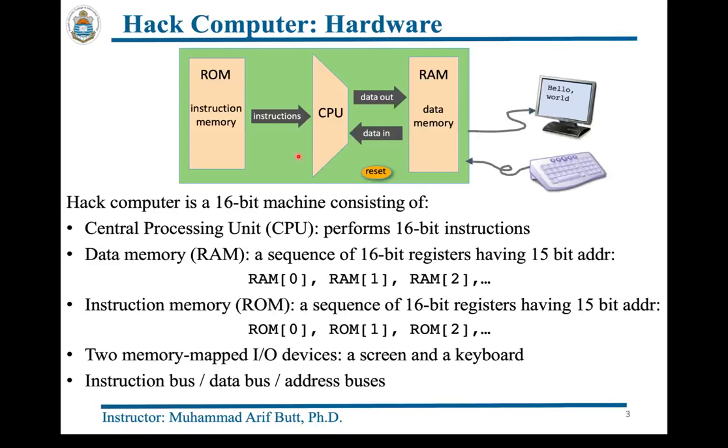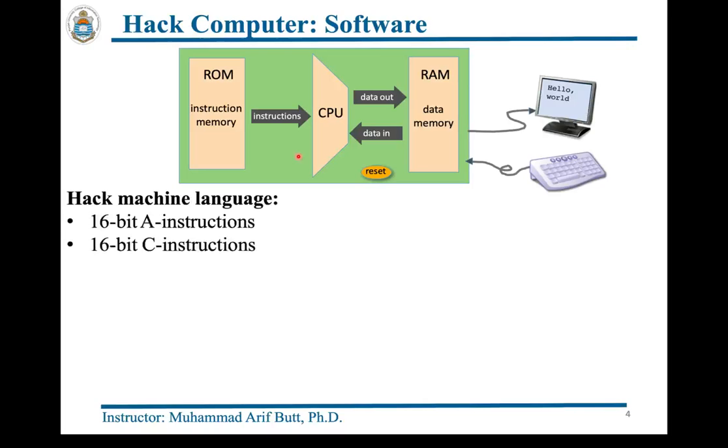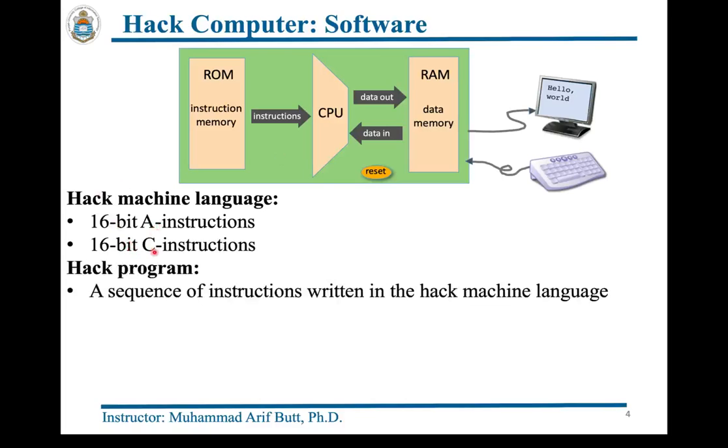So, after having a bird's eye view of the hardware, let us talk about the software of our hack computer. Dear students, it is the software which is going to control this computer. And at this level, the software consists of the programs that we will be writing in assembly or the machine language. The hack machine language consists of just two types of instructions, 16-bit A instructions or 16-bit C instructions. And a hack program is a sequence of instructions written in the hack machine language.